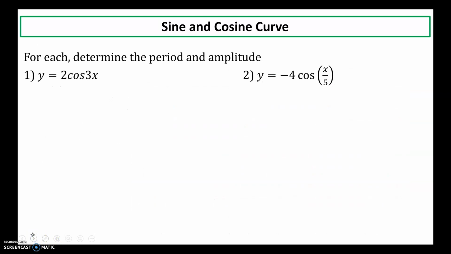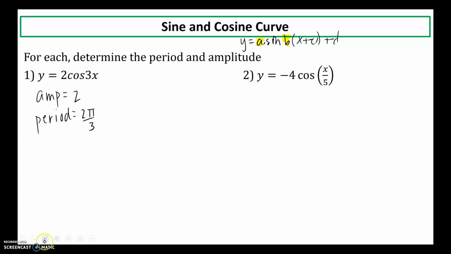All right, now looking at equations, you need to be able to determine the period and the amplitude. So remember A, sine or cosine of B, and then times x plus c plus d. All we're concerned about are the values of A and B. Amplitude is A, the absolute value of that. So for number 1, my amplitude would be 2, and my period would be 2 pi over 3.